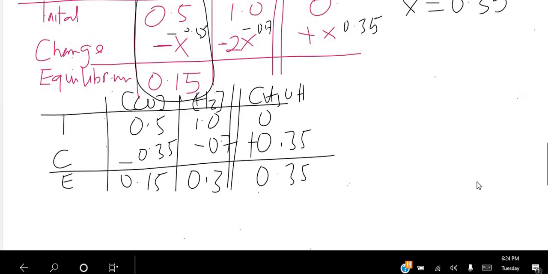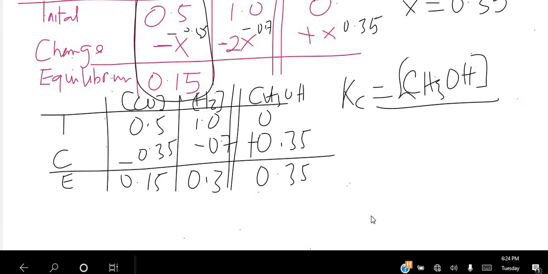So we can write the equilibrium constant expression for this guy. Kc is going to be, we're going to use our equation as a guide. As usual, our product is CH3OH over the reactants, which is going to be CO and hydrogen, and our hydrogen is going to be to the power 2, right?